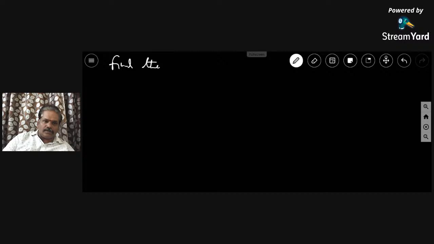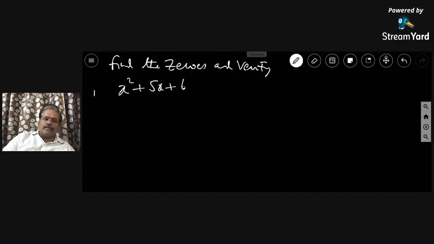Find the zeros and verify the relationship between the zeros and the coefficients. So take x square plus 5x plus 6 as p of x, which is equal to x square plus 5x plus 6.